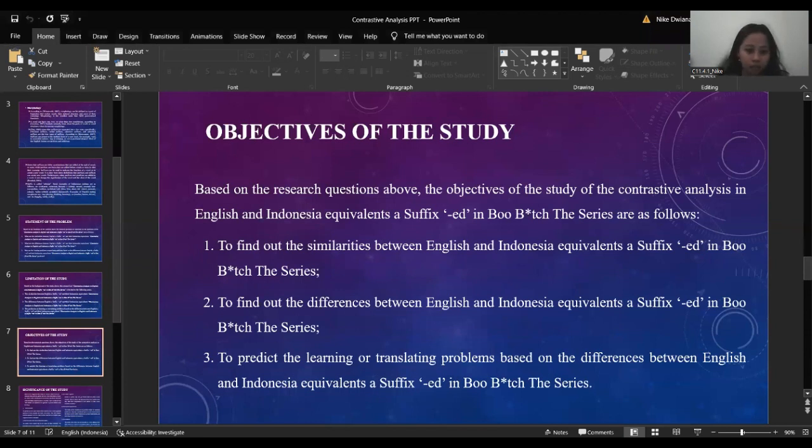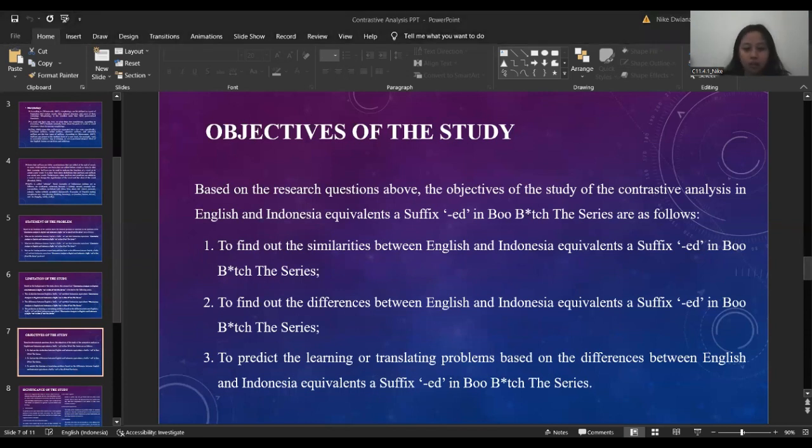namely objectives of the study. For the objectives of the study, I give three objectives, especially the objectives that I want to achieve in the research. That is three. For the first, to find out the similarities, and the second, to find out the differences, and the last, to predict the learning on the specific problem. All three are the same as the limitation of the study and the statement of the problem. For the source, Boo Beats the Series. Okay, next.